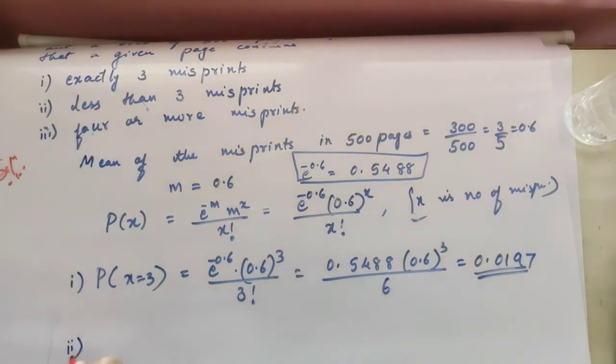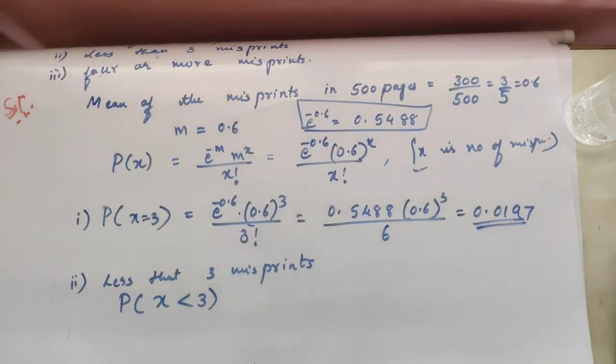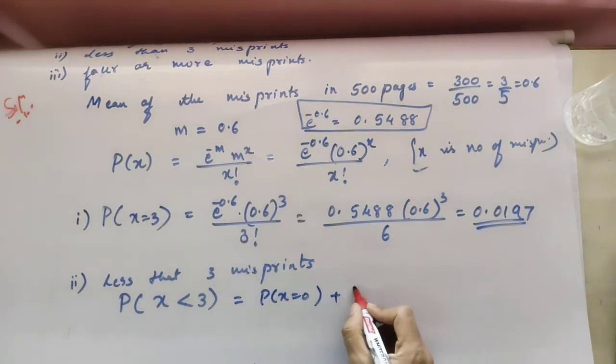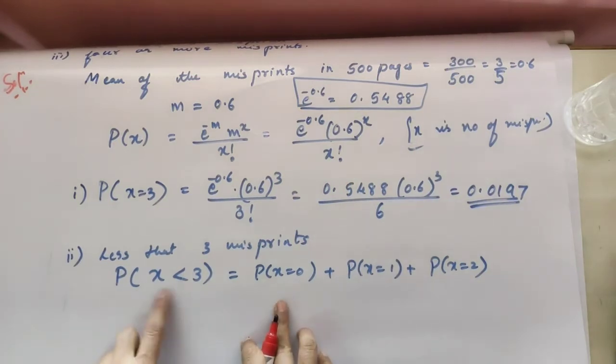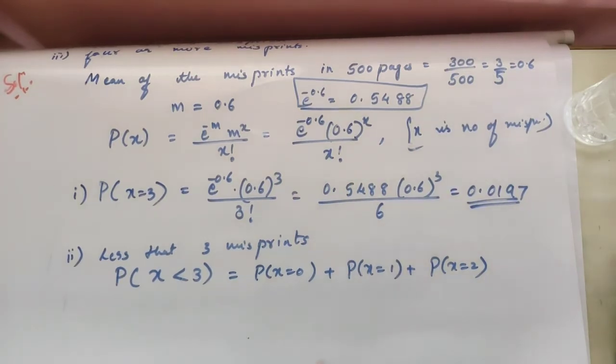Next the question says less than 3 misprints. So the second one, less than 3 misprints. Less than 3 misprints means p of x less than 3. So it will be equal to p of x is equal to 0 plus p of x is equal to 1 plus p of x is equal to 2. Not 3 over here. I hope the point is clear to you. Less than 3 misprints corresponds to no misprint at all in a given page, 1 misprint or 2 misprints, not more than that.